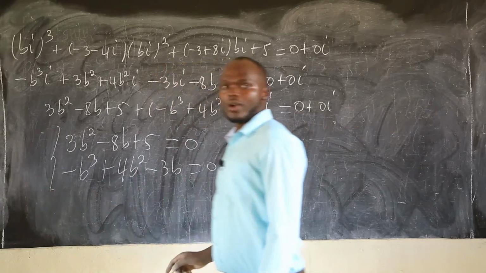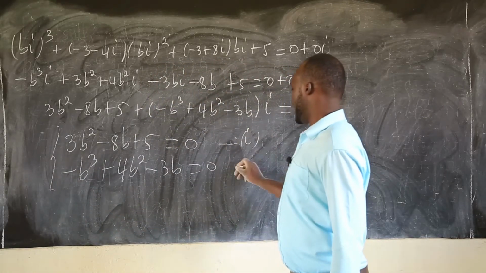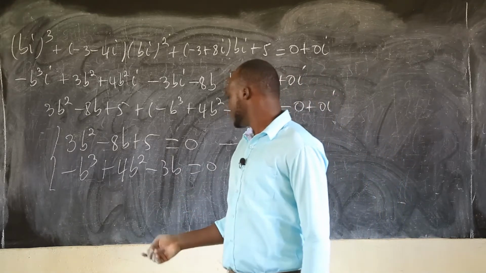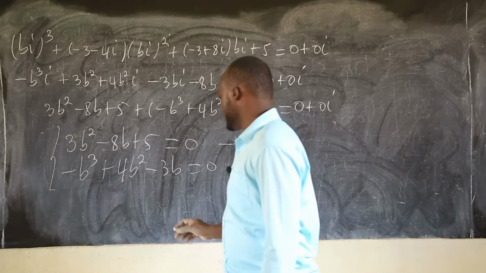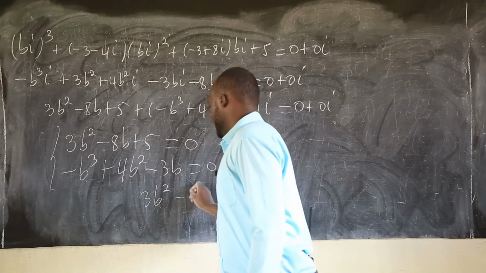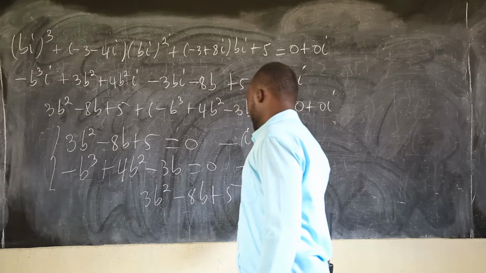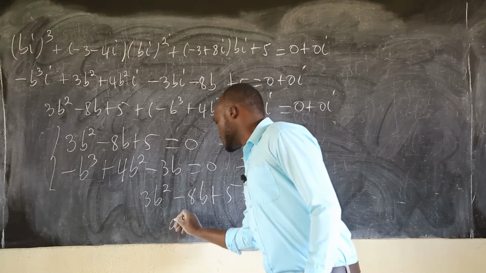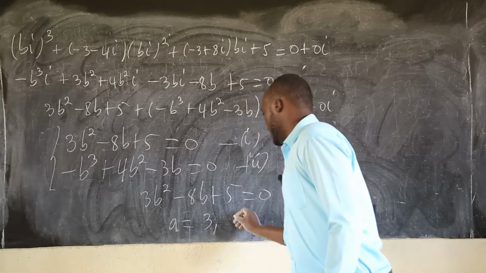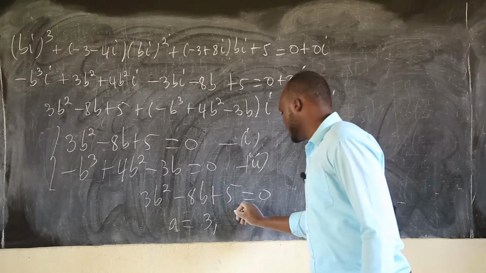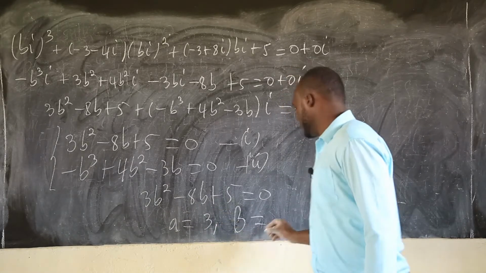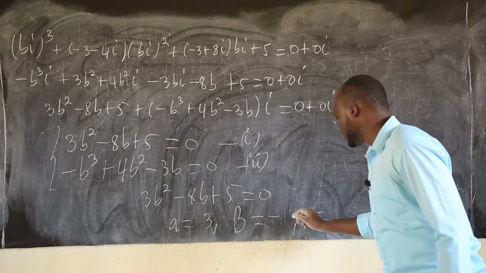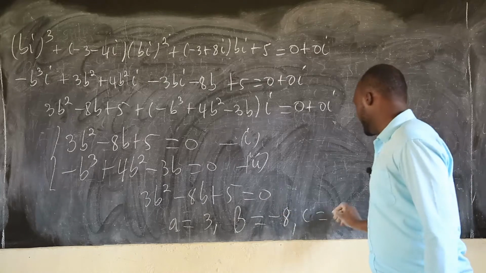So as you can see, we have two equations, equation 1 and equation 2. I told you, you solve the one that you see is very easy to solve. The easiest one is the first one. So we're going to solve 3b squared minus 8b plus 5 equal to 0. Small a will be equal to 3. Our capital B will be -5, sorry, -8, not -5. Our c will be equal to 5.